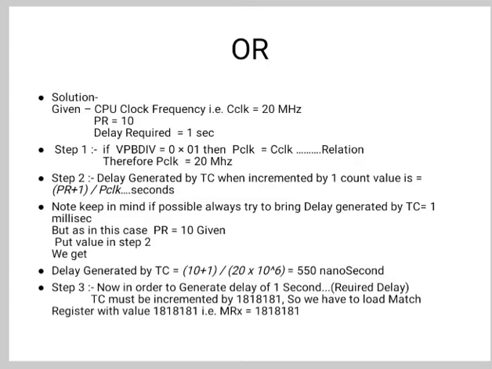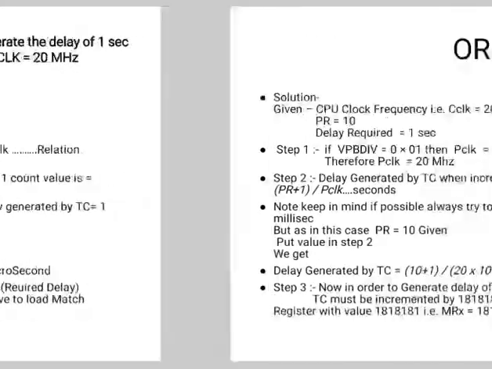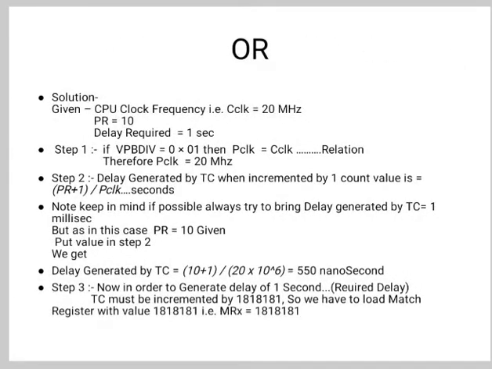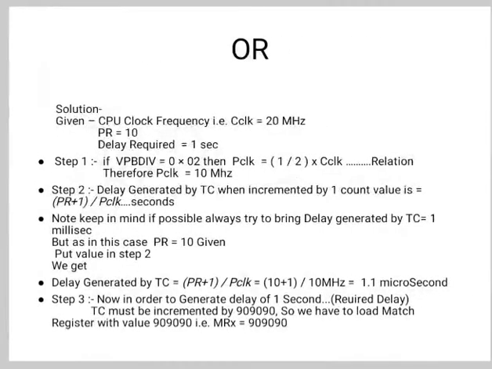Or we can have another solution for this. If VPBDIV is 0x01, then PCLK is equal to CCLK, so the value for this is also 20 megahertz. So the delay generated is (10 + 1) divided by 20 megahertz, that is 20 into 10 raised to 6. So it is 550 nanoseconds. Or we can have this solution also.